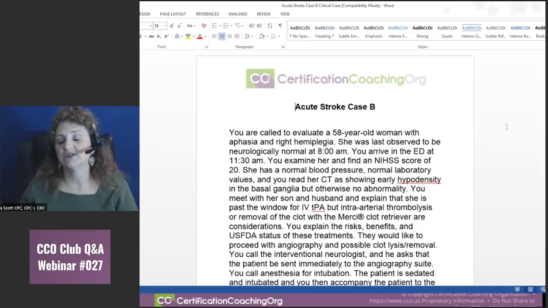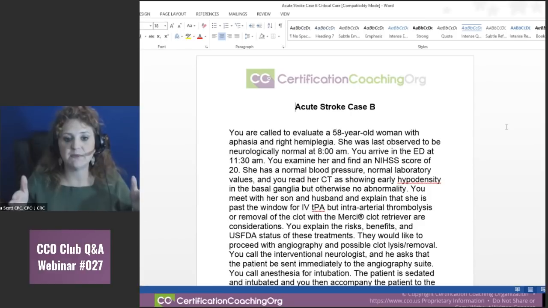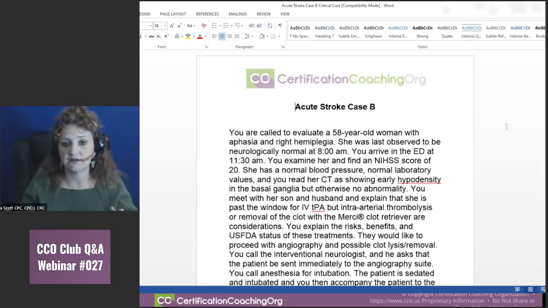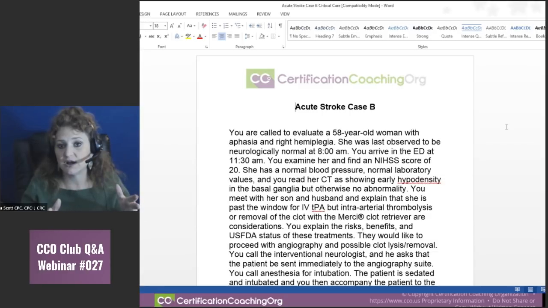That's another thing that you need to understand about TPA. You have to administer it within a specific amount of time from the stroke. So that's why the 8 a.m. is mentioned there. They know that she was fine at 8 a.m. Okay, you're called in at 11:30. But depending on how much time has gone by since her stroke symptoms started, if you pass that window in the protocol for using TPA, it's out.